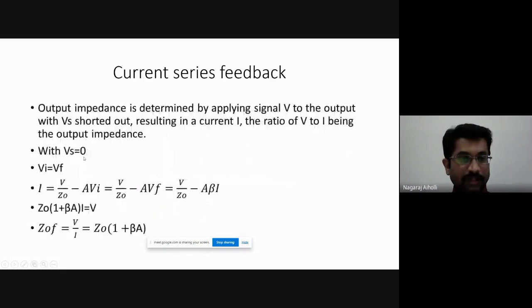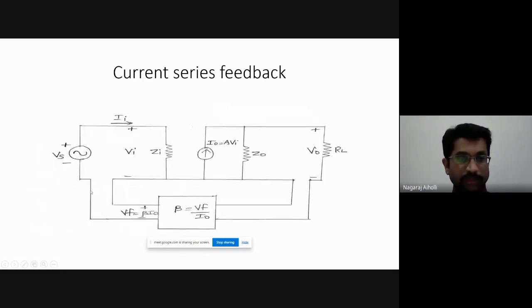Now with Vs equal to 0, the voltage source is shorted, we have made the active source off. If Vs is equal to 0, then how much will be Vi? Vi will be equal to Vf. Am I right? This voltage Vi will be equal to Vf because they are in parallel. Positive is connected to negative, but they are in parallel, correct? Therefore, Vi will be equal to Vf.